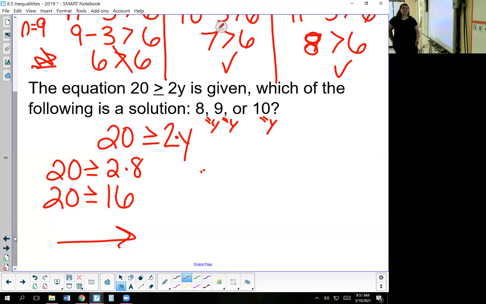Now, if you read the other way, you just have to then think about reading the symbol backwards. So just read from left to right. It's going to save you a lot of headache. Okay. So is 20 greater than or equal to 16? Yes, it is greater than. It's just not equal to, but it still works.